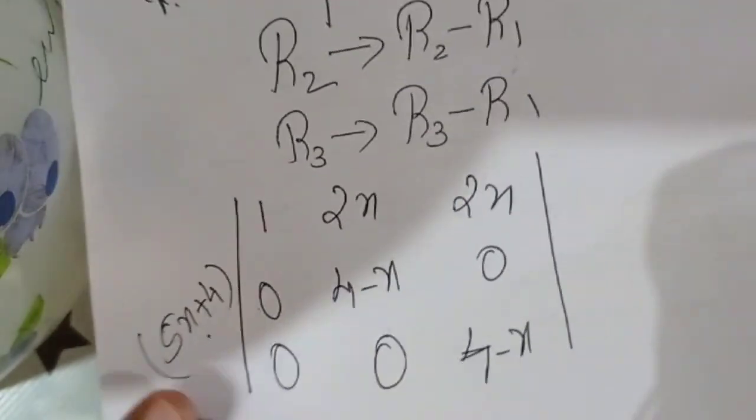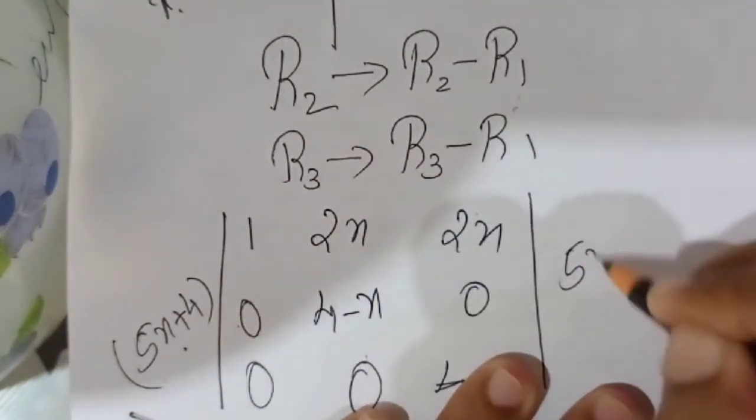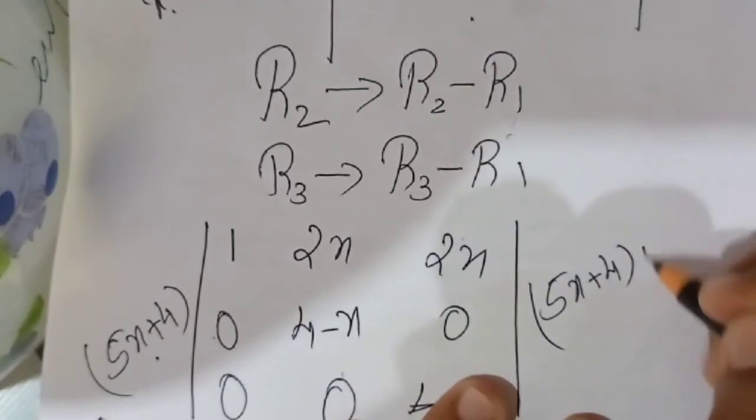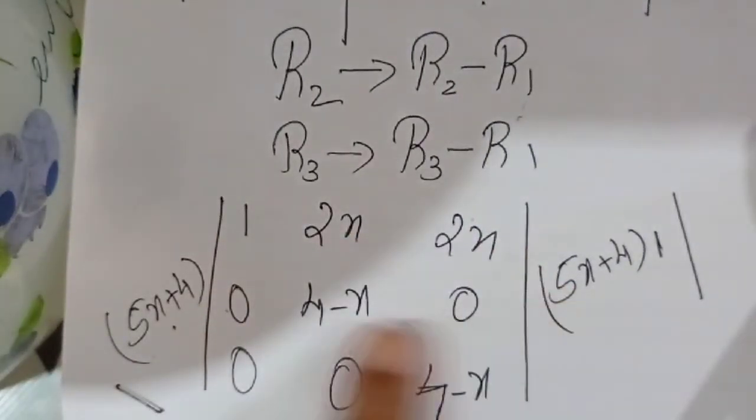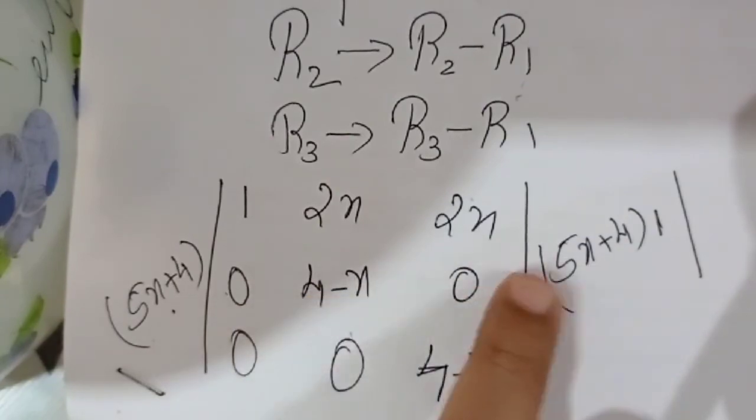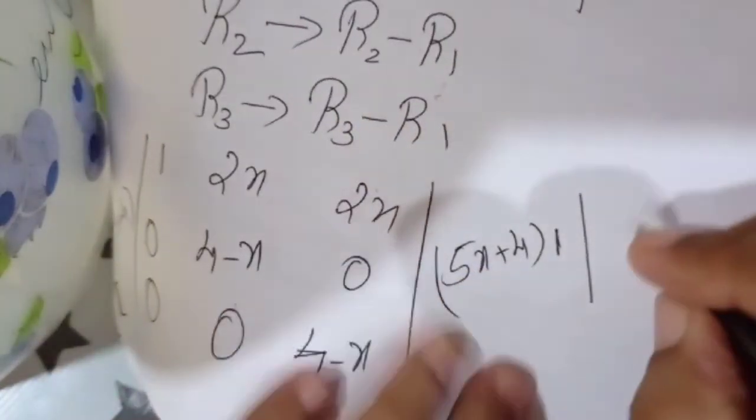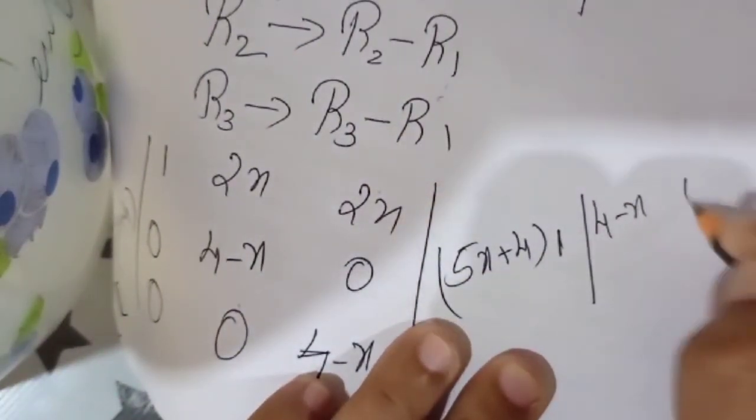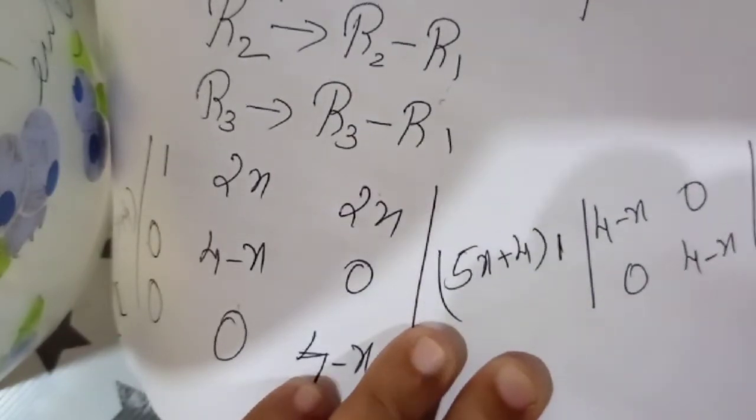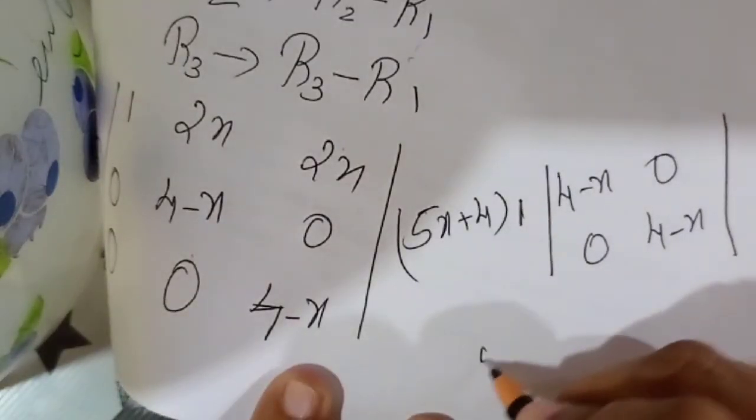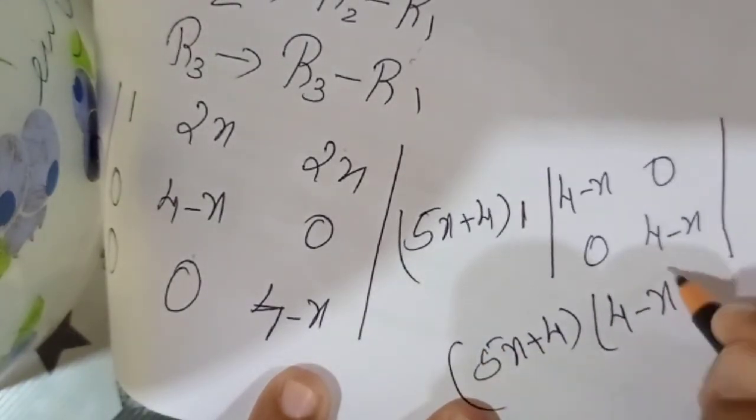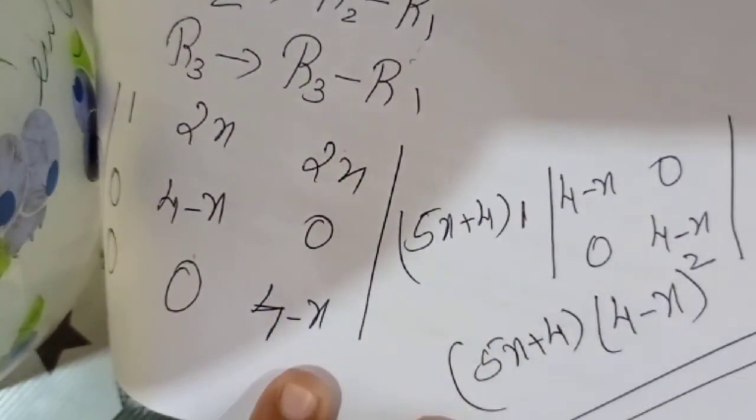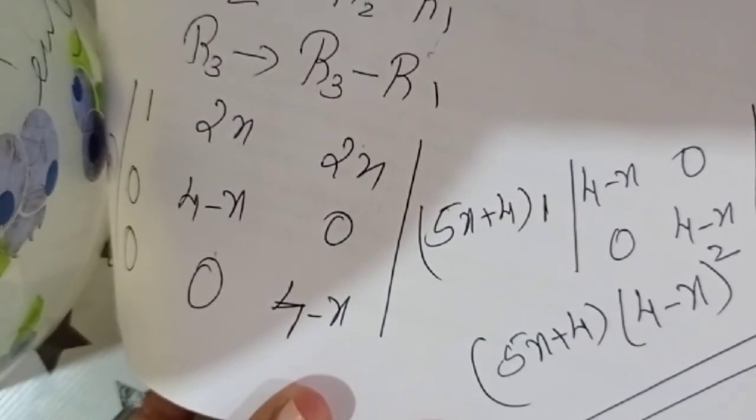Say the next step. 5x plus 4 into 1 into its minor. Isn't it? 1 into its minor. What are the elements? 4 minus x, 0, 0, 4 minus x. Therefore, the answer changes to 5x plus 4 into (4 minus x) the whole square. Okay?